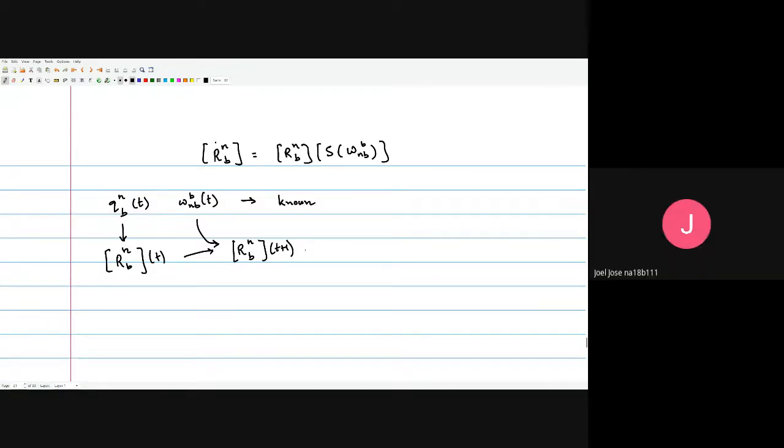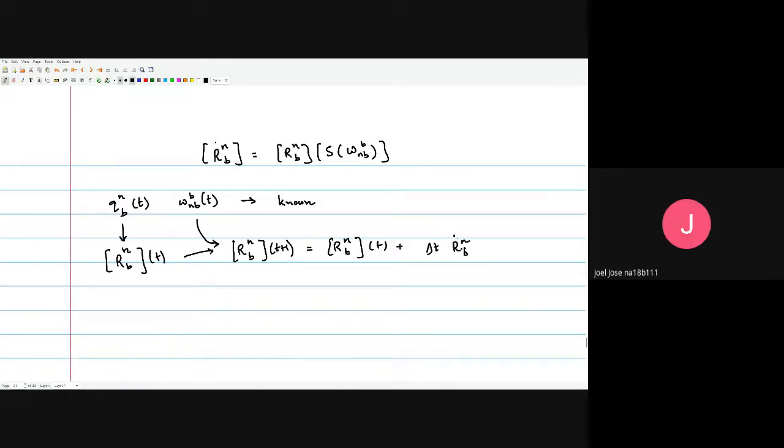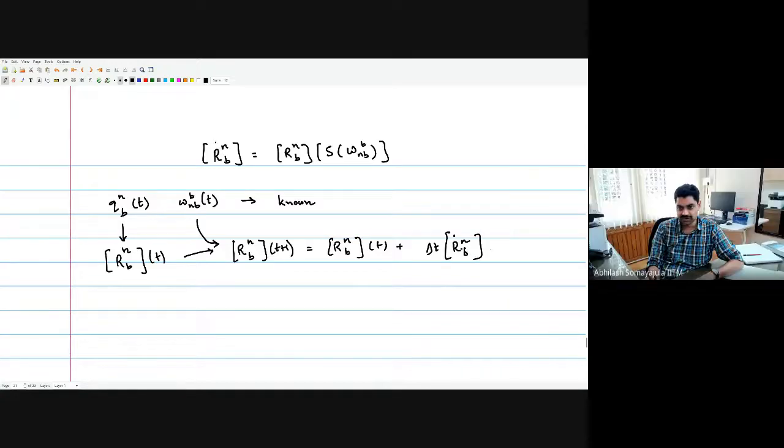This is nothing but the rotation matrix at time t plus delta t times R_B dot. A simple Euler scheme, right? So I now know what the rotation matrix is at time t plus 1.